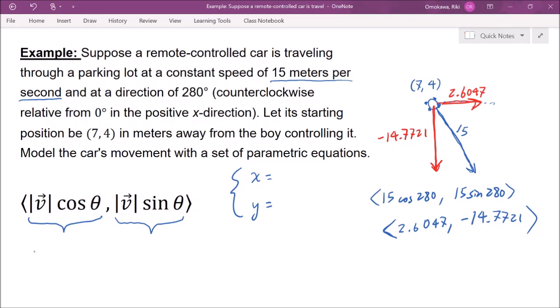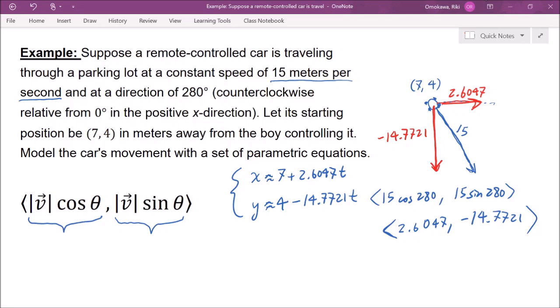So for example, x equals, how do we get the x position over time? Starts at 7, and it moves at a constant speed of around 2.6047 per second. So it increases by that amount per second times t. What about y? So we start at 4, and then every second we subtract this same amount, 14.7721, around that per second times t. So there's our equations for giving the position of the car over time.